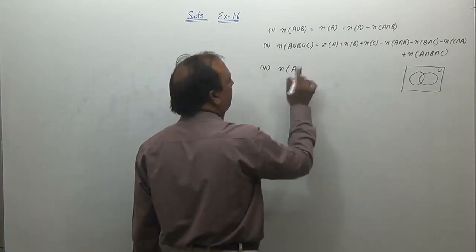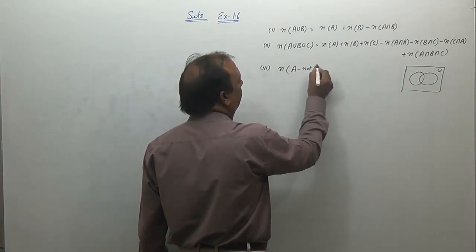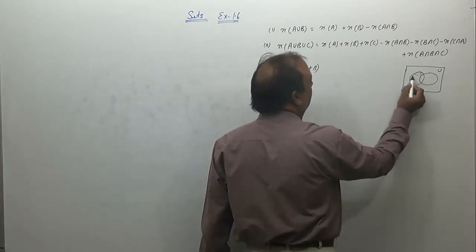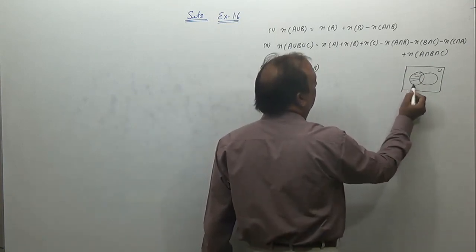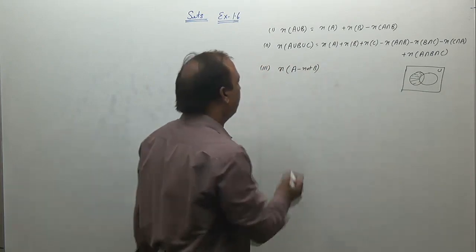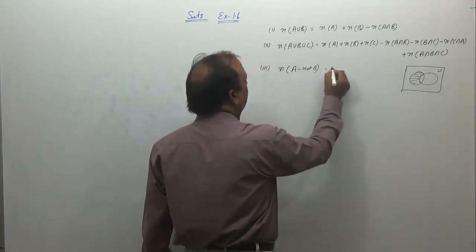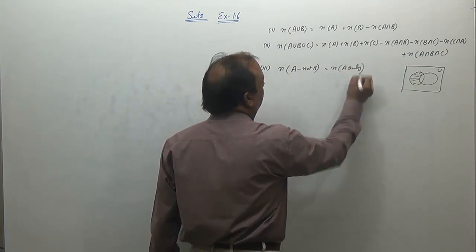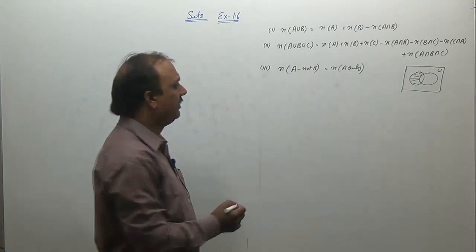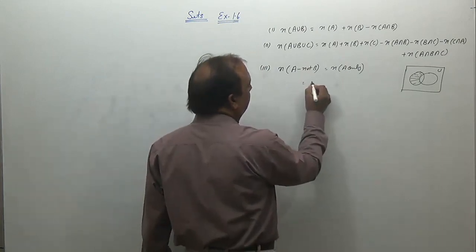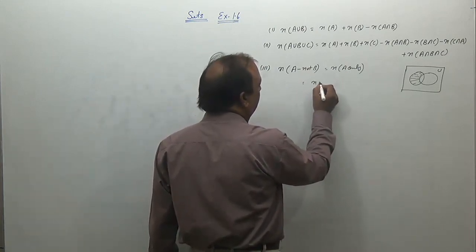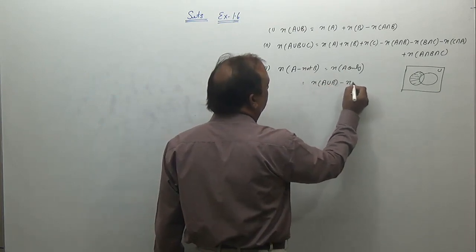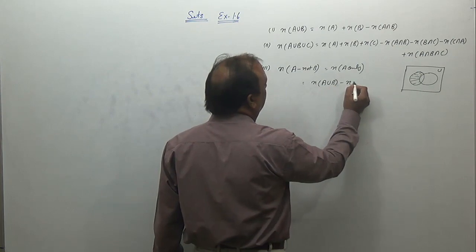You can write it as A not B. It means we want to represent set A only, the elements which belong only to A. So this we can represent in two ways. Number of elements of A union B minus number of elements of B.